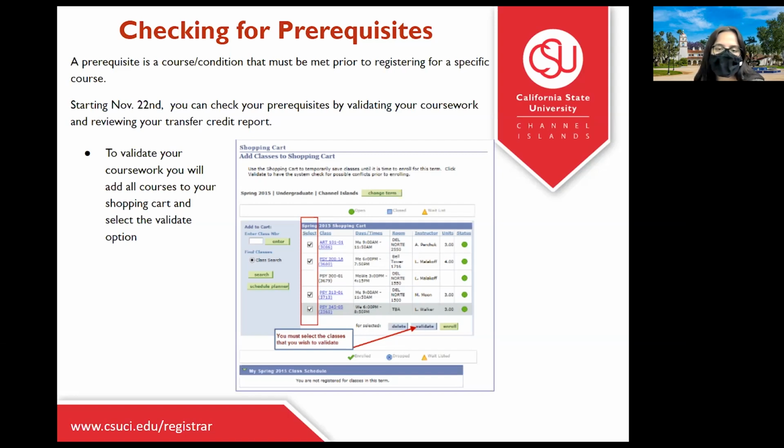Starting November 22nd, you can check your prerequisites by validating your coursework and reviewing your transfer credit report. To validate your classes, you will add your courses to your shopping cart, similar to online shopping, and then select the validate option. Please make sure that the box next to the course you wish to validate is checked, as you can see here with that big red box, and then you can proceed with validating.